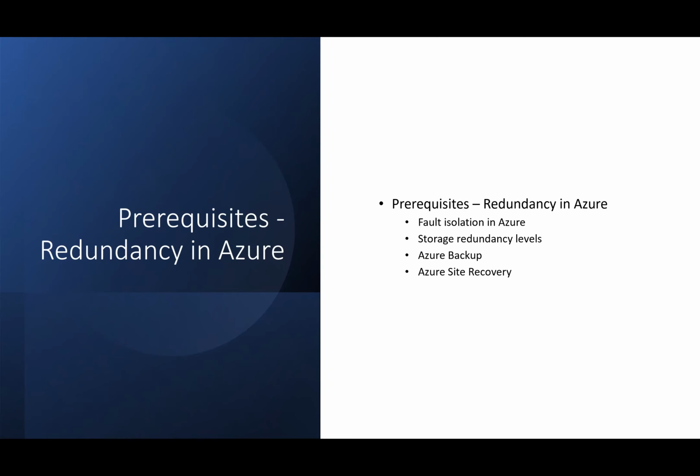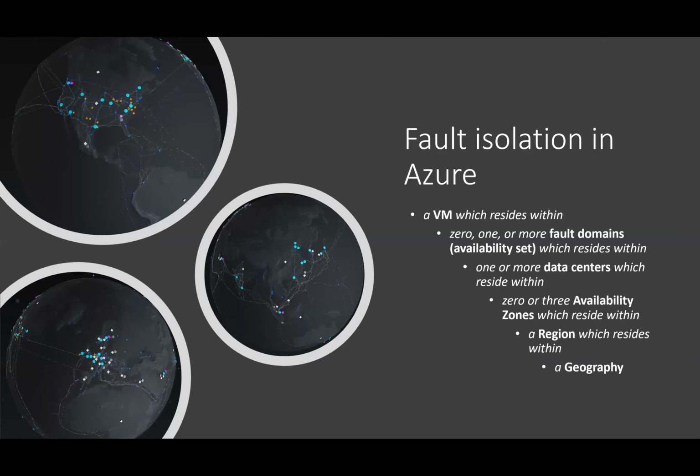I want to first just mention how fault isolation is handled in Azure. In other words, how geographically everything is located and organized within Azure. We'll talk more about storage redundancy levels, and then specifically two relevant Azure services in this space: the Azure Backup Service and Azure Site Recovery, which is used for DR. We're going to talk about those just real briefly. So, fault isolation.